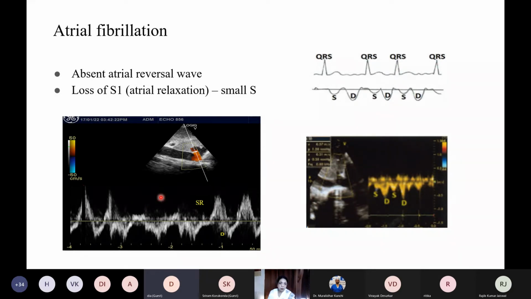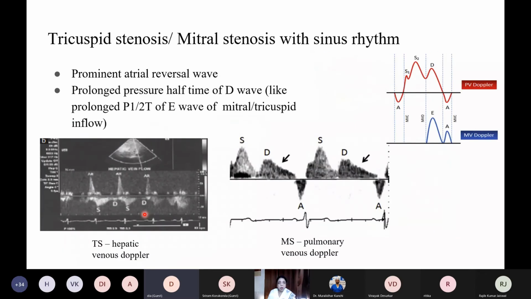This is one of the patients having atrial fibrillation as well as severe, torrential TR. So there is systolic reversal also, and there is no A wave, and this irregularity you can obviously make out. Coming to tricuspid stenosis and mitral stenosis, this is with sinus rhythm. Because there is increased pressure in the atria because of stenosis, there is prominent atrial reversal, very obvious.